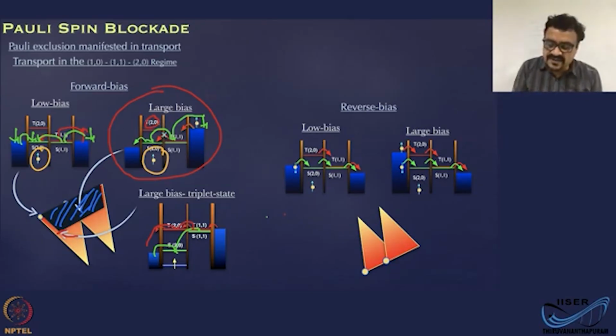Now let's look at what happens in the reverse bias case. Same configuration for the dot. Reverse bias, the spin down electron can go here. And if it is a spin up electron, it's not accessible, but it's okay. It will actually get replaced by a spin down electron because this level is in resonance with the drain. Okay, that is the situation when you have small bias.